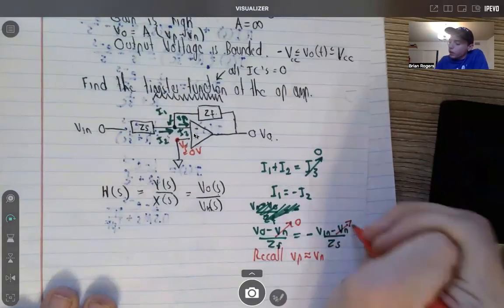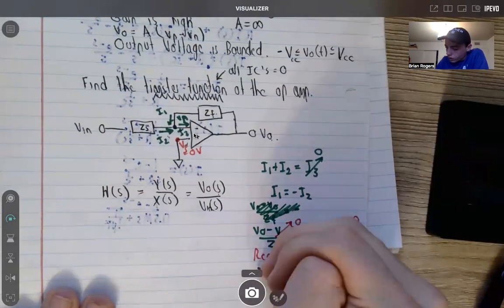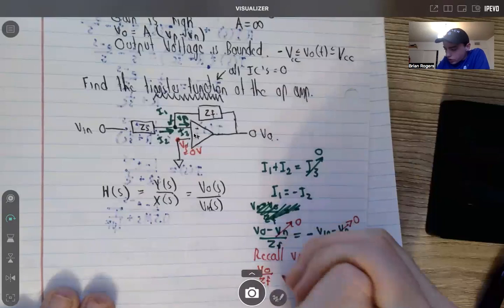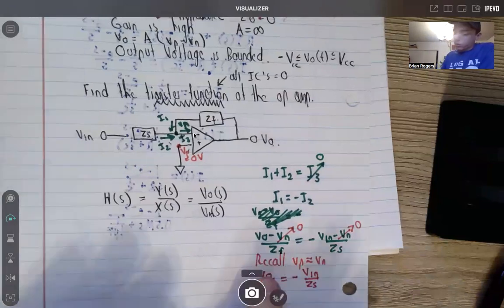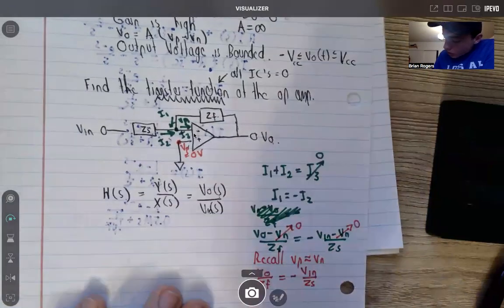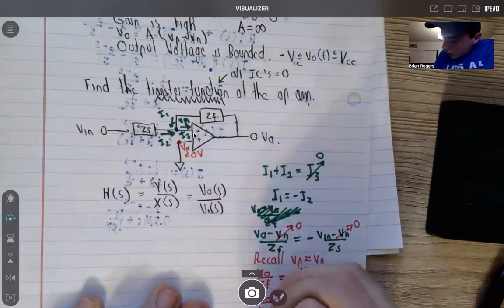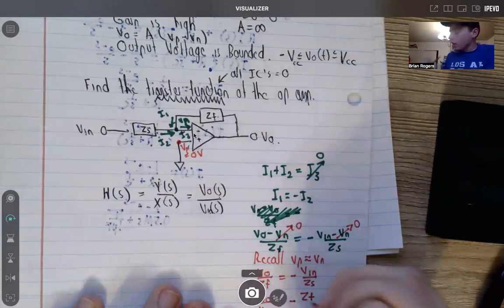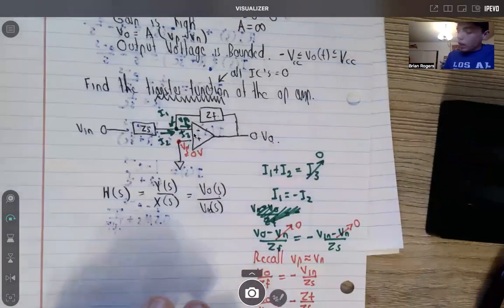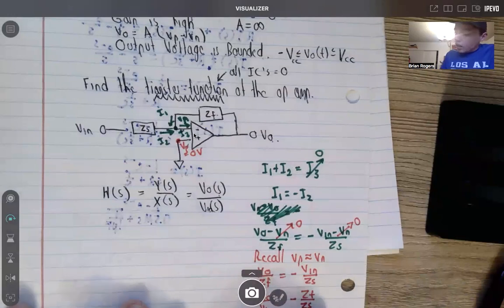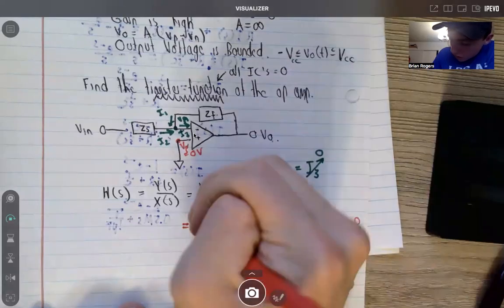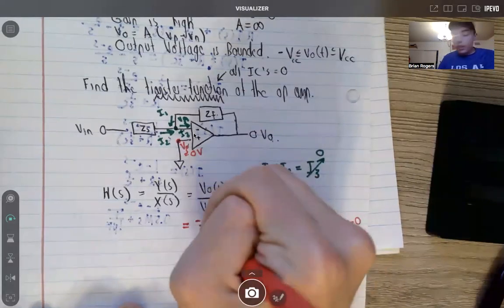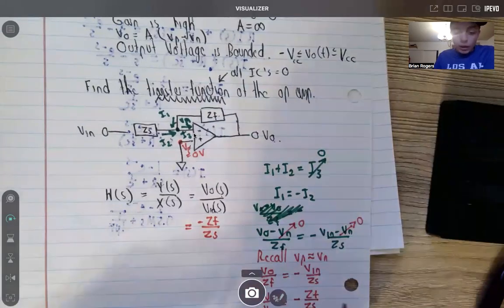So you're just going to get V out over Z of F is going to equal minus voltage in over Z of S. And so now if we write this as the output voltage over the input voltage, we get the output voltage over the input voltage is equal to negative Z of F over Z of S. Now knowing that, we have derived specifically the transfer function written in terms of the impedance. So it's negative Z of F over Z of S. And that's how you would go about deriving the transfer function if you were given an op amp.